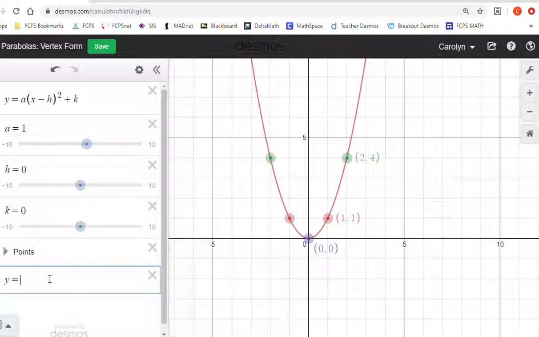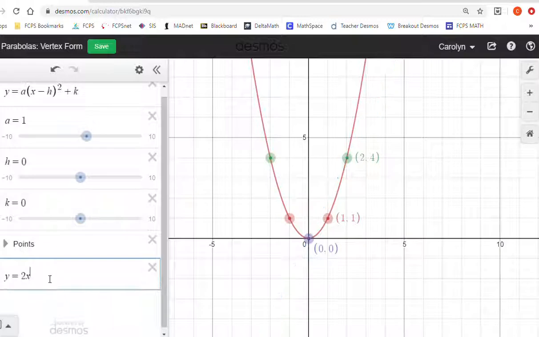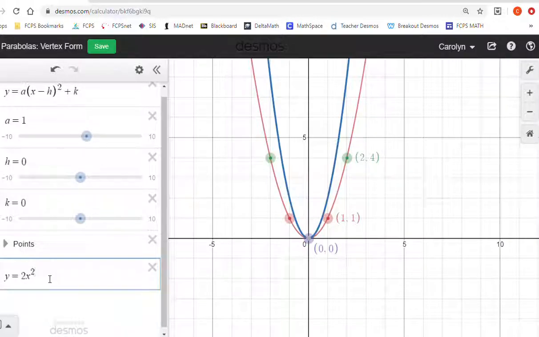Nice. Okay, you guys ready? 2x squared. I got skinnier. Okay, look at the points. This one went to here: 1, 2. The y coordinate multiplied by 2.